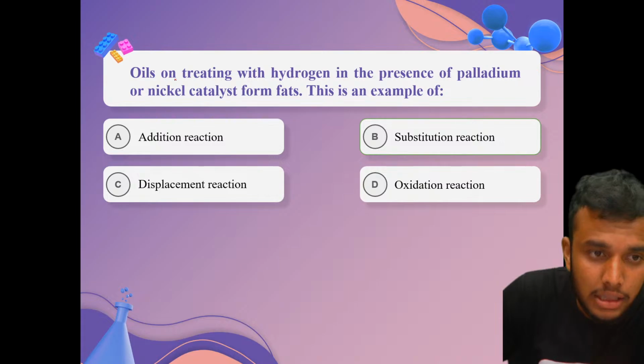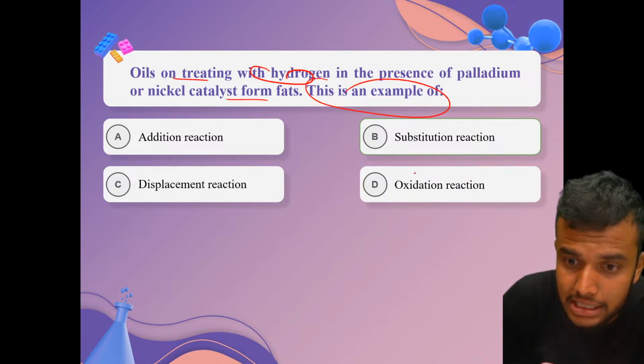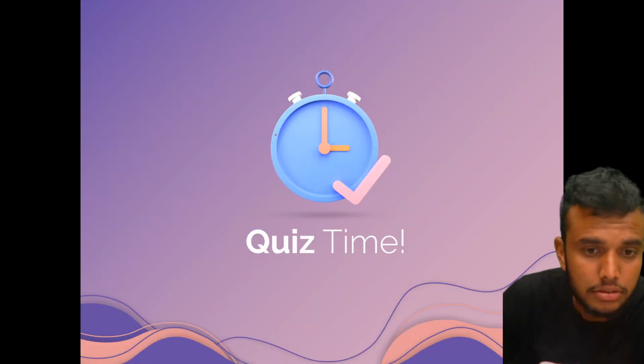Come on, let's solve it. The question: oil treated with hydrogen in the presence of palladium or nickel. This is an example of an addition reaction.